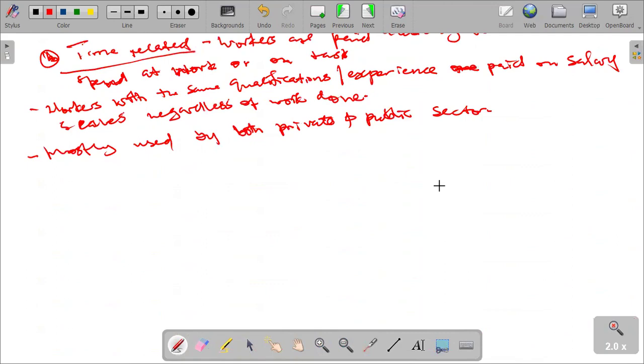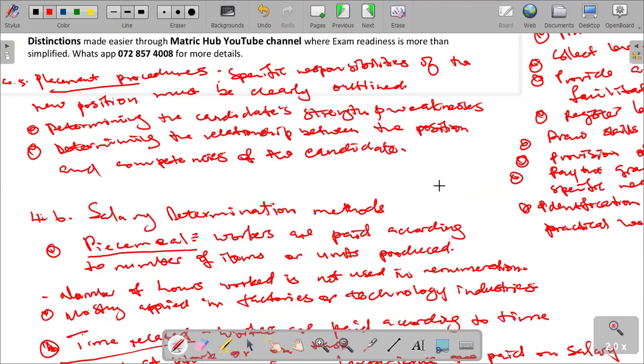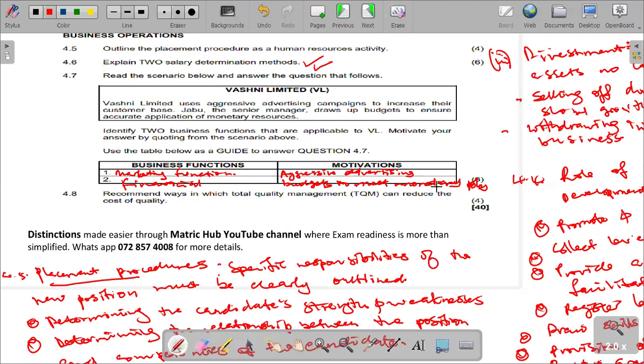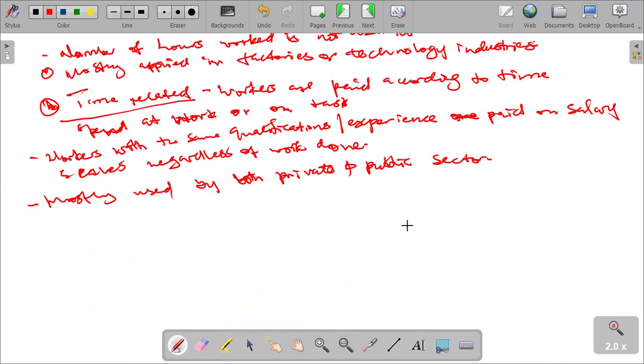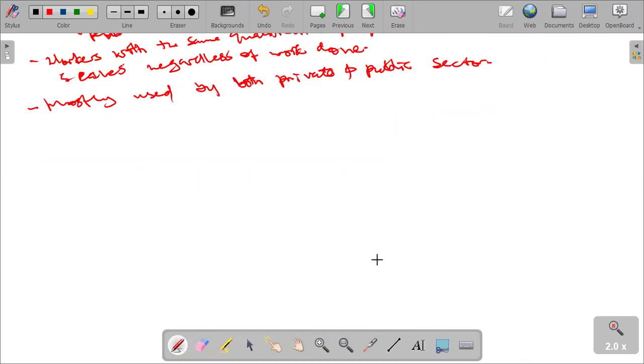And our last question, question 4.8, recommend ways in which total quality can reduce the cost of quality. Obviously, it is one of the questions that we actually started with. We have answered it in some previous questions. As you can see, these questions that we are answering sometimes continuously repeat here and there in different parts of the questions.